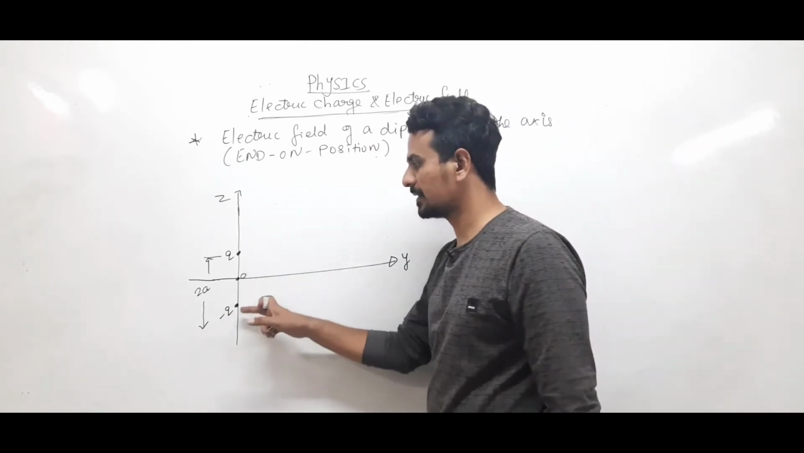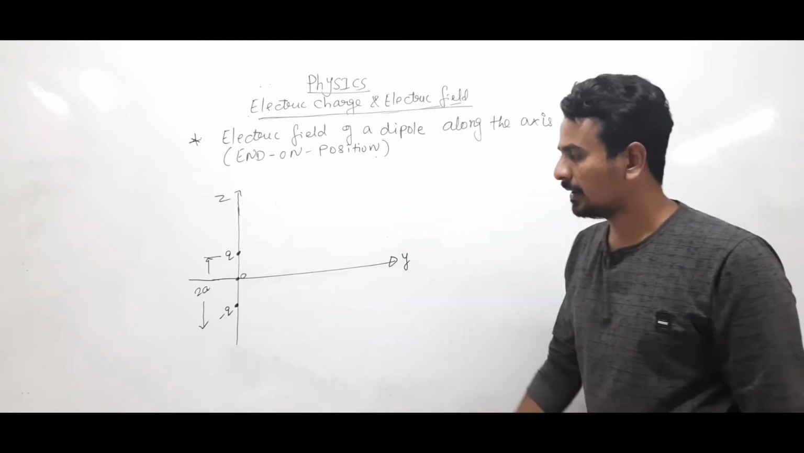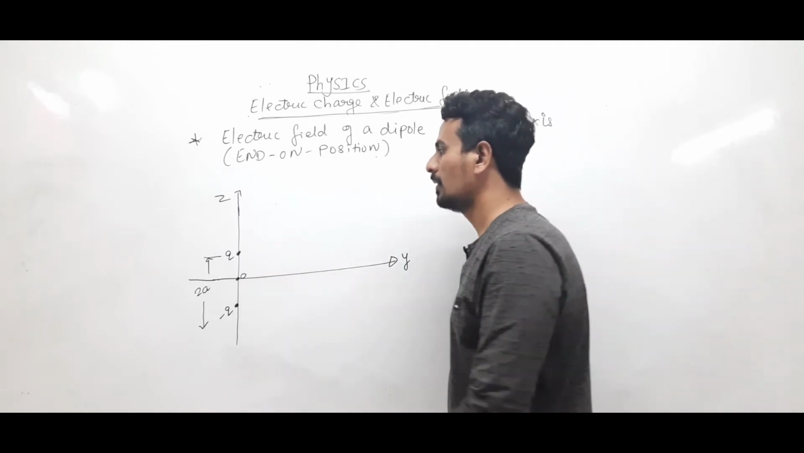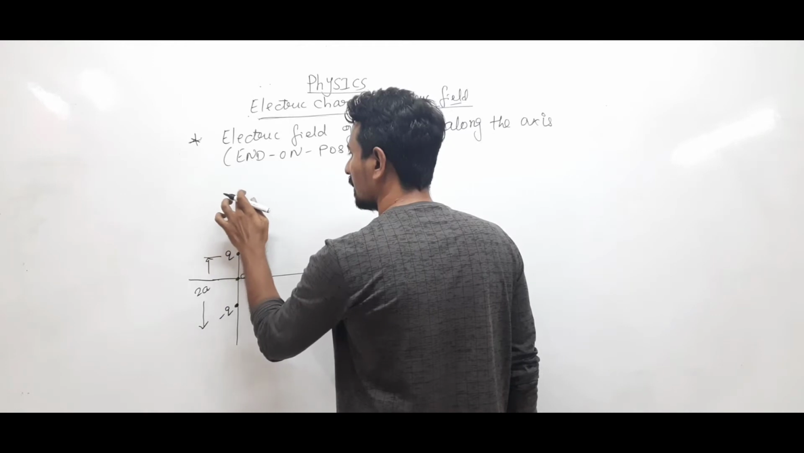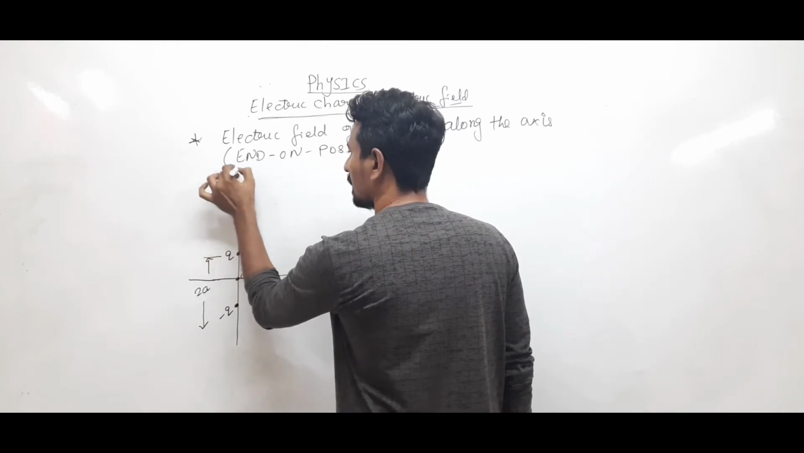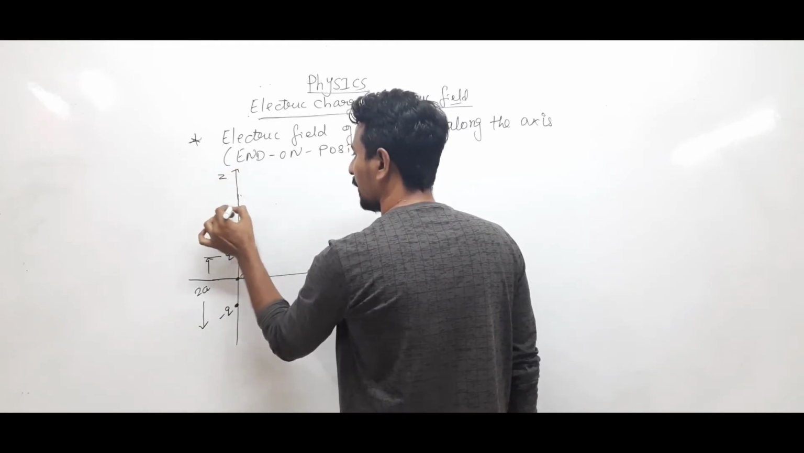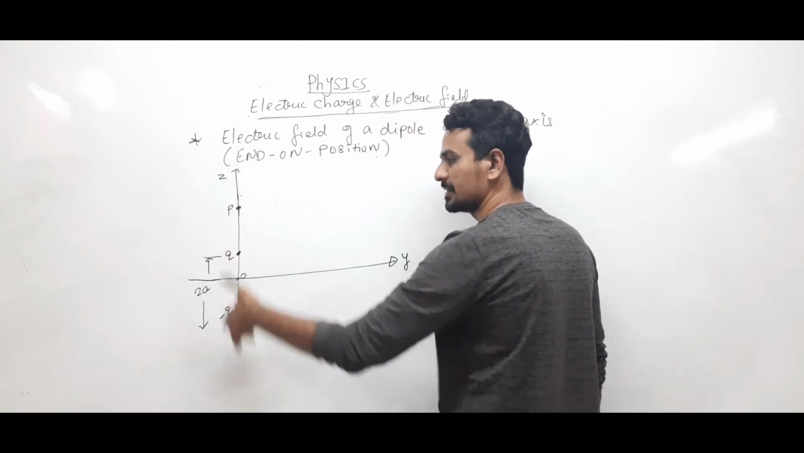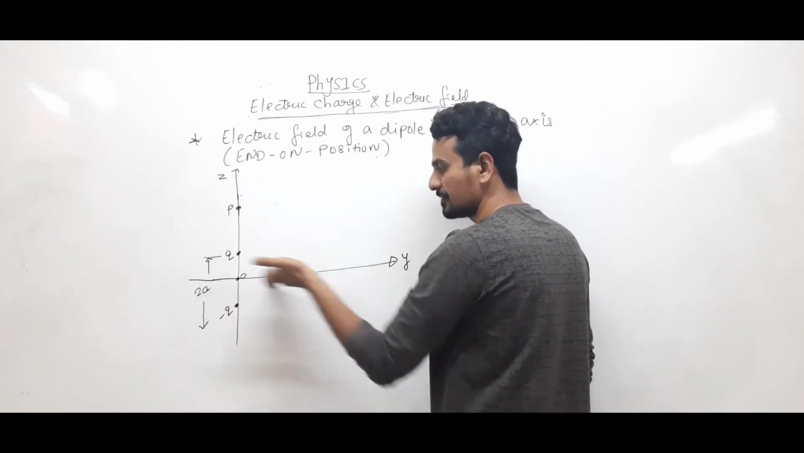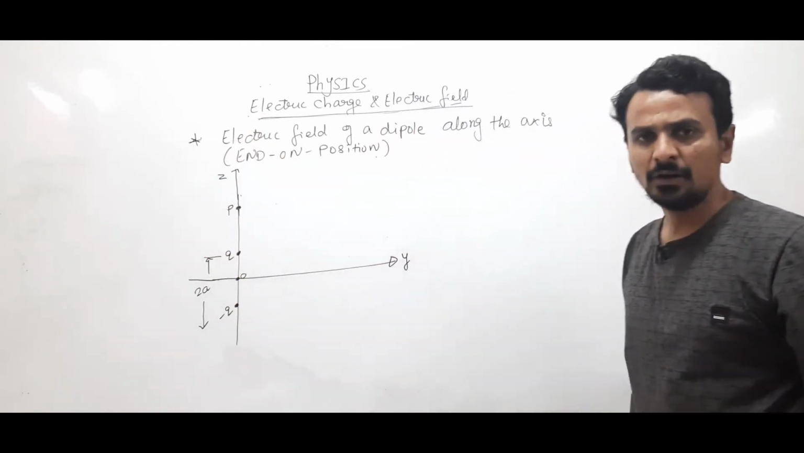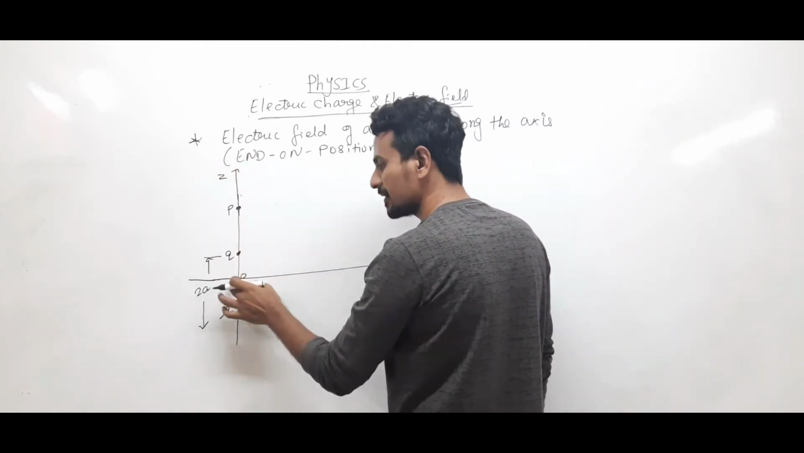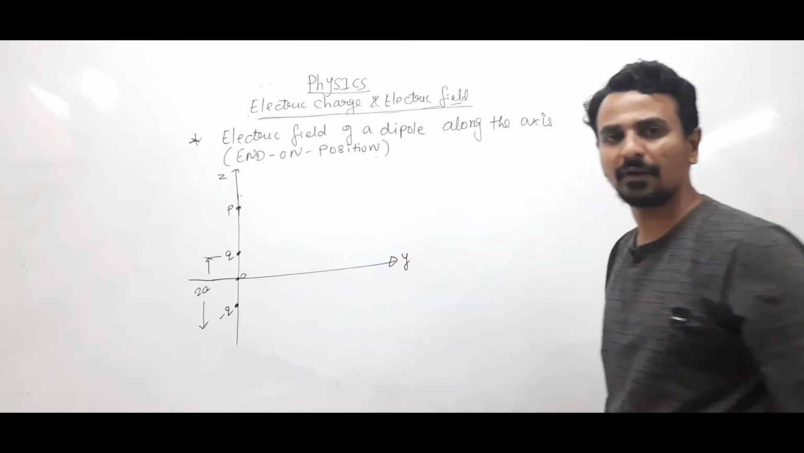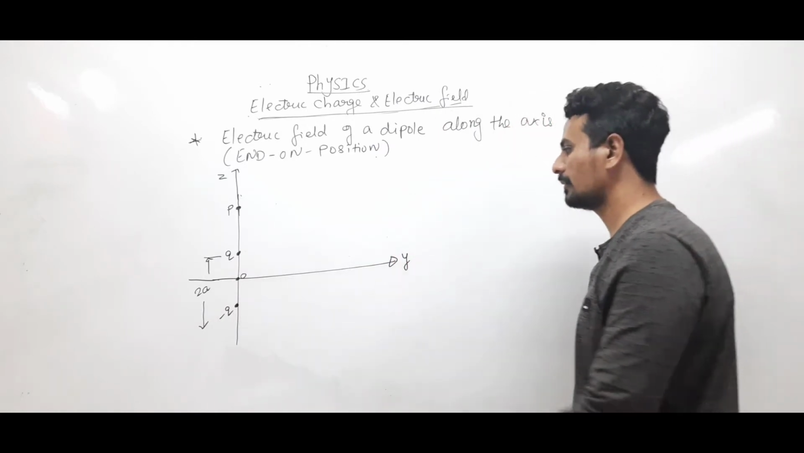The plus and minus charges are separated by a distance of 2a. This is the center of the dipole. Suppose I want to calculate the electric field at this point P, lying along the axis. This is known as the axis of the dipole, and this will be the equator of the dipole. First we will find the electric field along the axis because of this dipole, and then we will find the electric field along the equator.